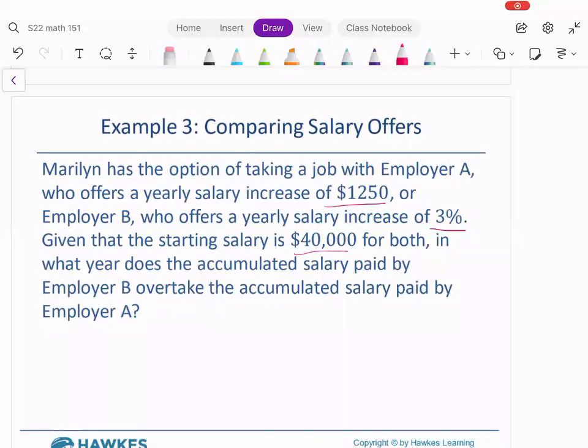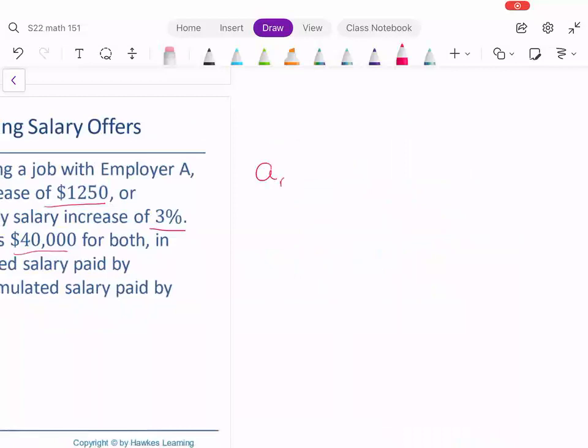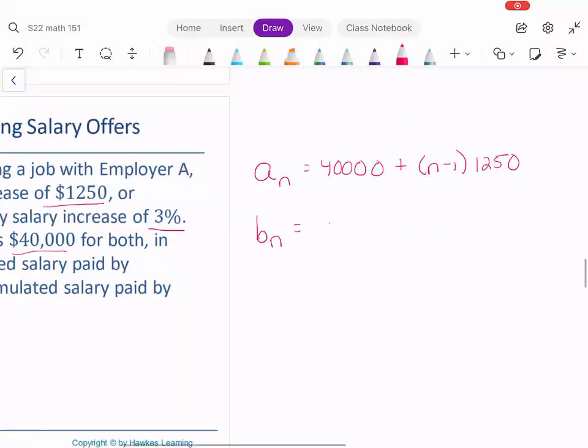What we need to do here is compare the partial sums of the salaries paid by the two employers up through a certain year to answer the question. Notice that for employer A, we have an initial salary plus a certain amount every year. So this is going to be defined by n minus 1 times $1,250. It's arithmetic. This sequence of yearly salaries paid by employer B is geometric, and it can be defined by 40,000 times 1.03, which is our r value, because it's going to go up by 3% each year, raised to the n minus 1 exponent.